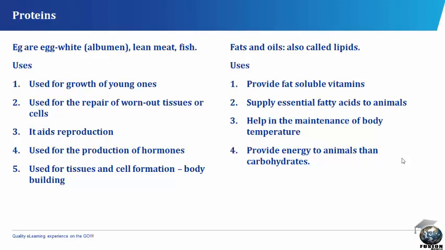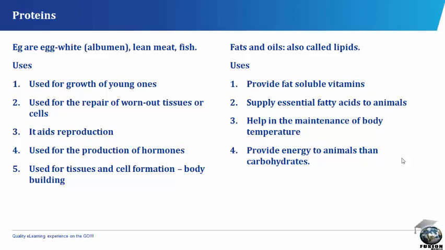Fats and oil are also called lipids. They contain carbon, hydrogen, and oxygen, just like carbohydrates, but with a low oxygen ratio. They contain more calories of energy than carbohydrates, which are not as readily available. They help in insulation of the body. Examples are butter, groundnut oil, palm oil, etc.